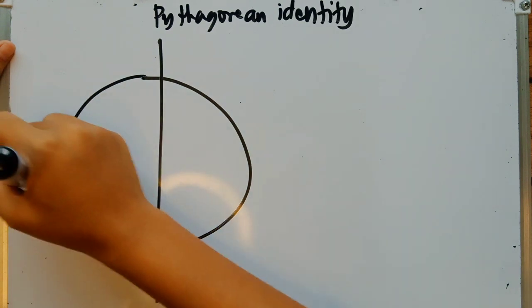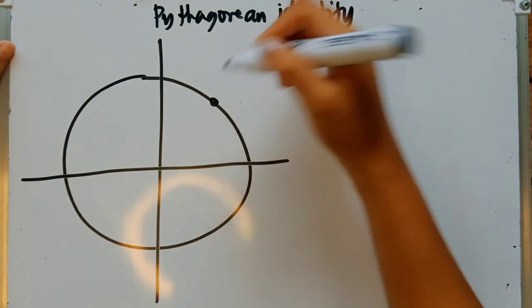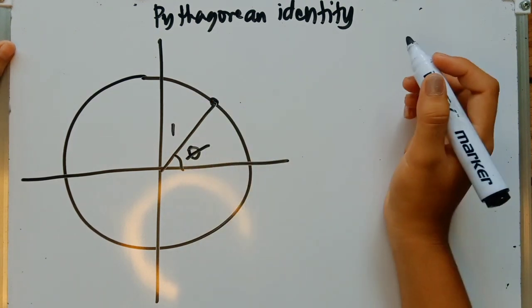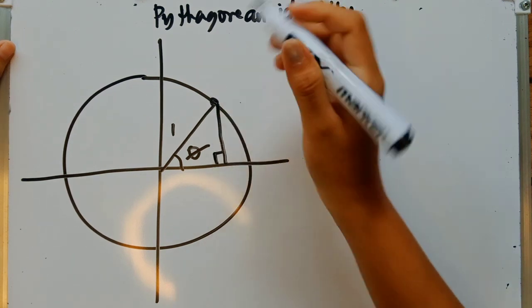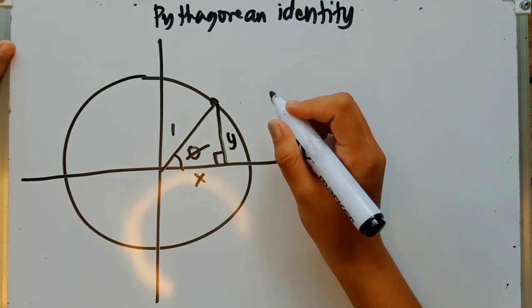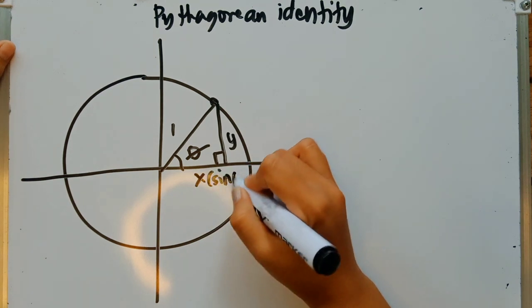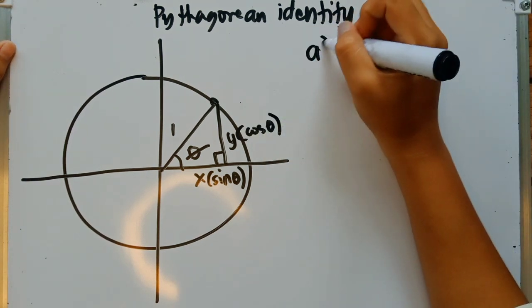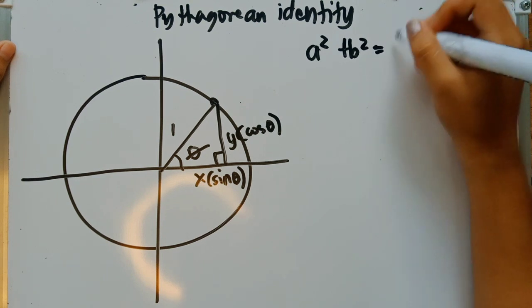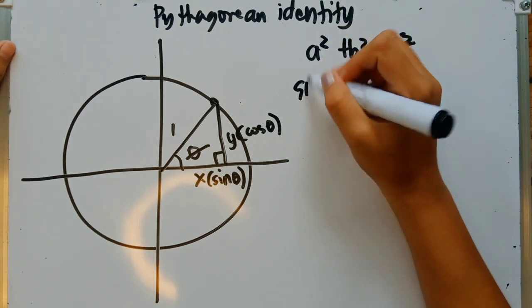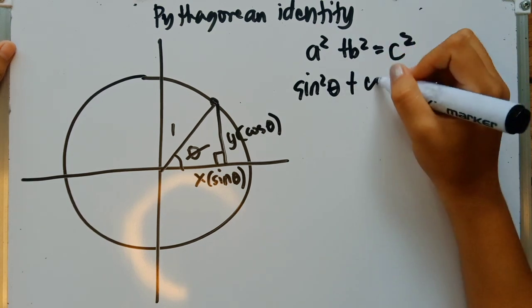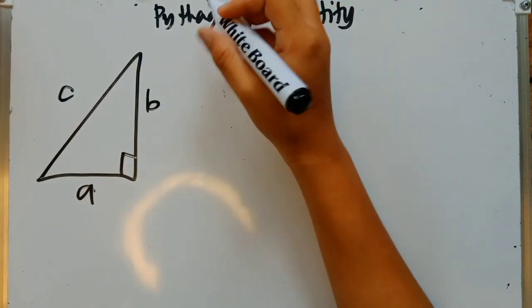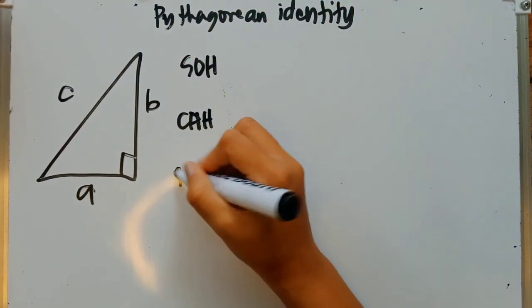If you wonder where Pythagorean identities come from, it's pretty simple. You're just going to look at the unit circle here. In the unit circle, we have a radius of 1 and a measure angle of theta. And if we have here a right triangle, this represents the x and this represents the y. The x represents the cosine and the y represents the sine. The Pythagorean relationship is when we have the Pythagorean theorem, a squared plus b squared equals c squared, and we replace them with sine squared theta plus cosine squared theta, and that will also equal 1.